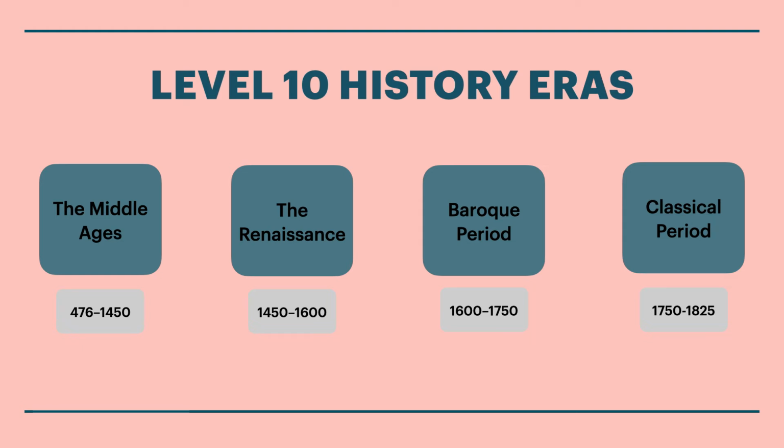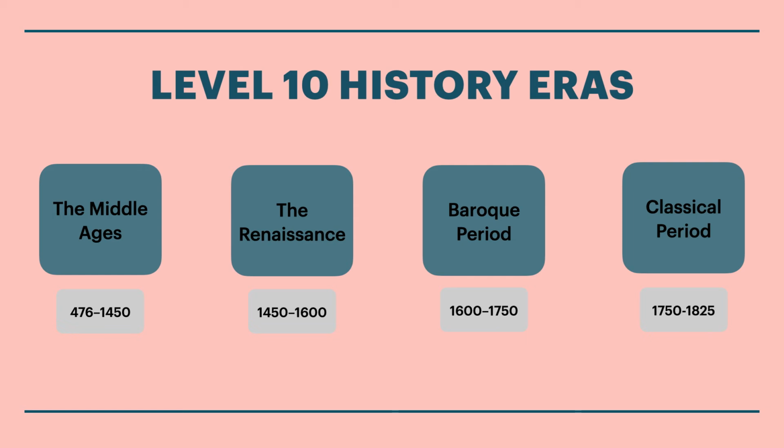This course is going to be broken up into 4 modules, each corresponding directly to one of the 4 musical eras that we are planning on covering. These 4 eras are the Middle Ages, so 476 to 1450, the Renaissance, from 1450 to 1600, the Baroque period, from 1600 to 1750, and the Classical period, from 1750 to 1825.